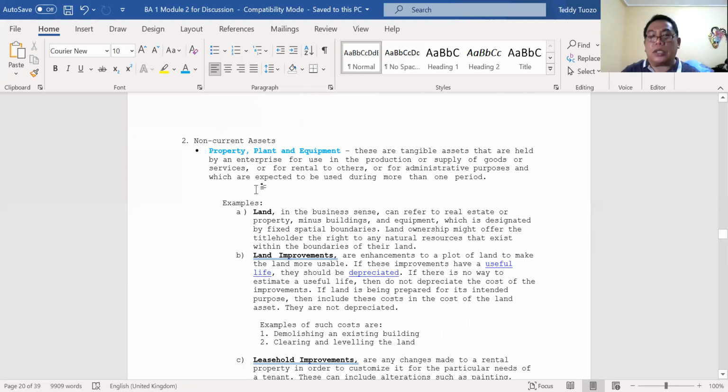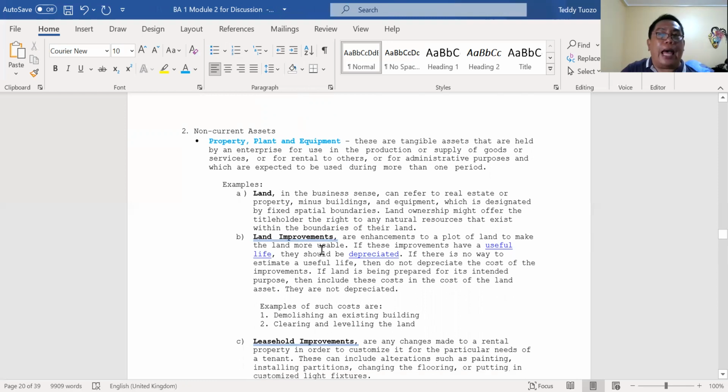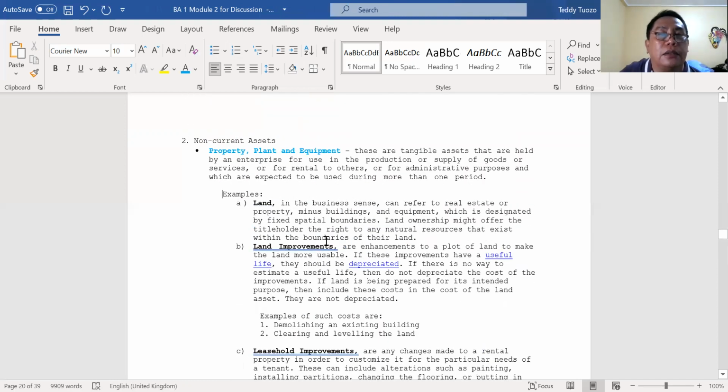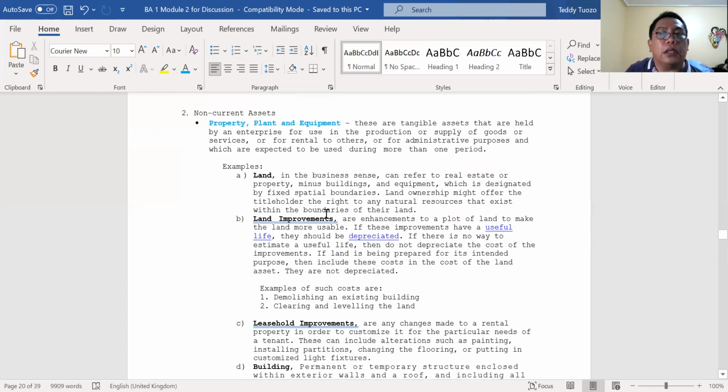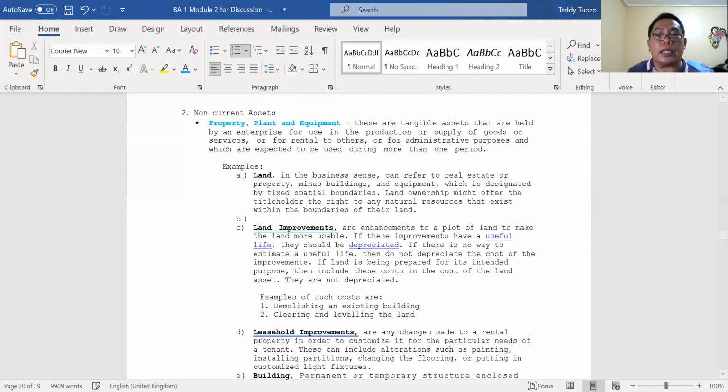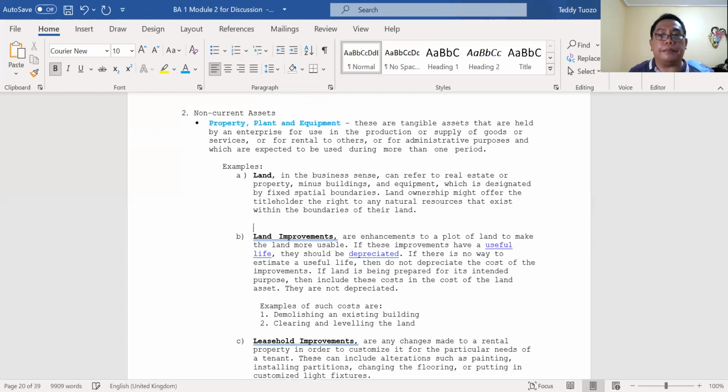So the example of which is land. So you have the land. Land, no? The land may have no building or maybe it has a building, but the valuation is different from the building. Remember that one. Take note, class, that this is the only account that is not subject to depreciation.